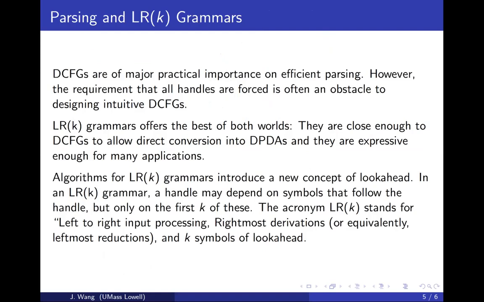Okay, so now let's move on to the next slide. We are going to look at parsing and this grammar LR(k). This LR(k) is a shorthand for a pretty long name that we're going to mention later. DCFGs, deterministic context-free grammars, are of major practical importance for efficient parsing. But the requirement that all handles are forced is often an obstacle in designing a DCFG. So instead, we are going to look at something that offers the best of both worlds, which is easier to work with, and it guarantees deterministic CFGs. That's called LR(k).